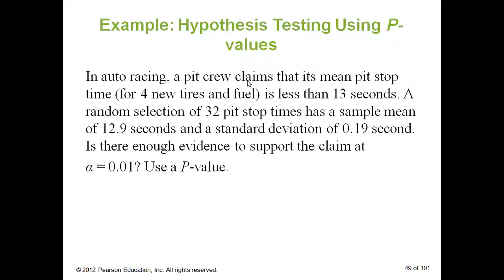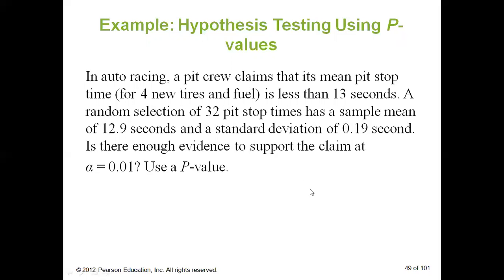For example, in auto racing, a pit crew claims that its mean pit stop time is less than 13 seconds. A random selection of 32 pit stop times has a sample mean of 12.9 seconds and a standard deviation of 0.9 seconds.